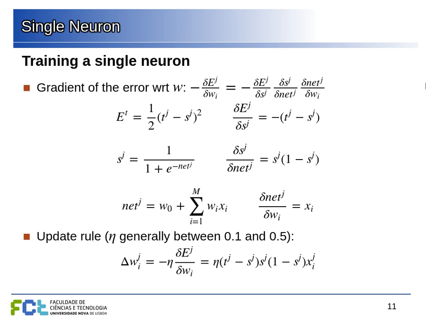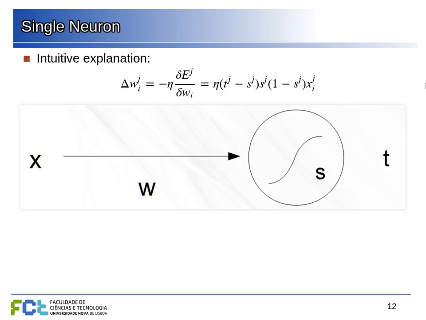And so, when we do this computation, we have this update rule. We multiply that learning rate by the difference between the class and the output of the neuron, then the output of the neuron, 1 minus the output of the neuron, and the input value that goes through that weight. So each weight is updated in this way.